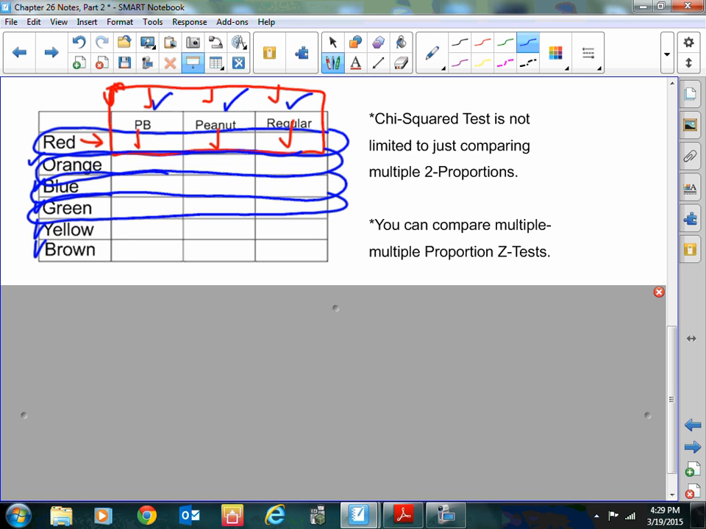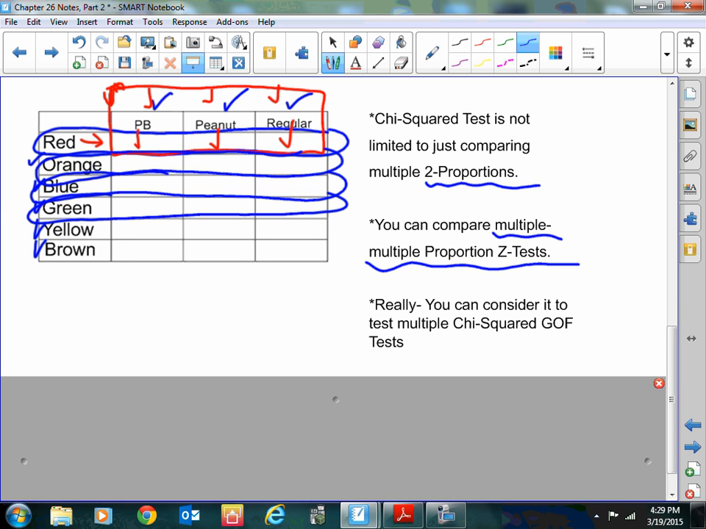You can do a chi-squared test not just for comparing two proportions, but you can compare multiple proportion z-tests. That's like saying you are doing multiple chi-squared goodness of fit tests at the same time. Okay, so mind blown.